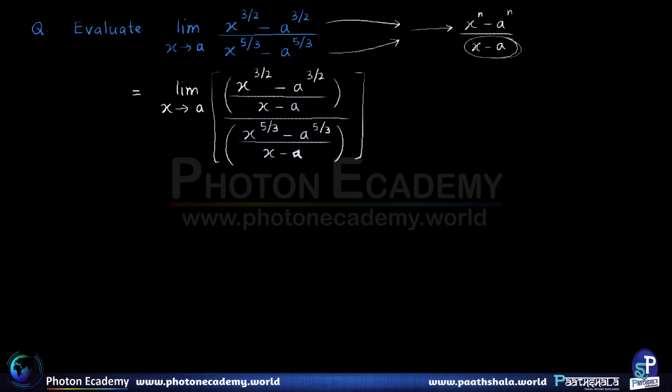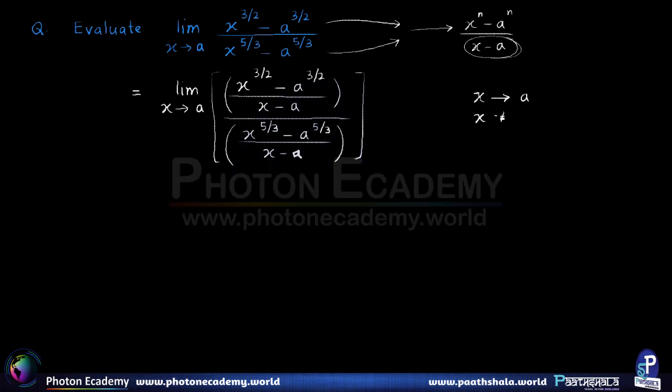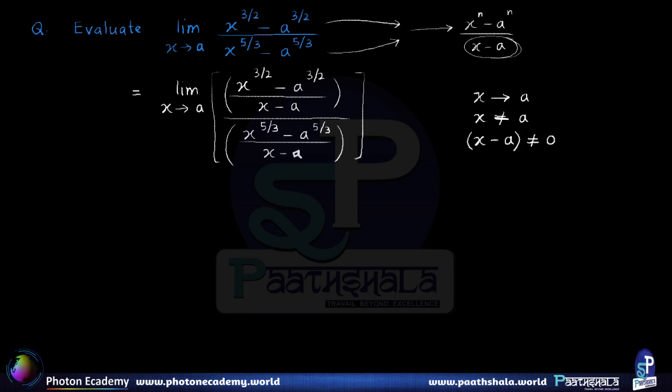So how can we prove that? For that, let us observe that we are given that x tends to a, right? So it means x is approaching a. So x has not become a yet, right? That means x has not become equal to a yet. It is just in the process of reaching a. So if x is not equal to a, it means that x minus a is not equal to 0. So this expression x minus a is guaranteed non-zero. So we are allowed to divide by x minus a, right?